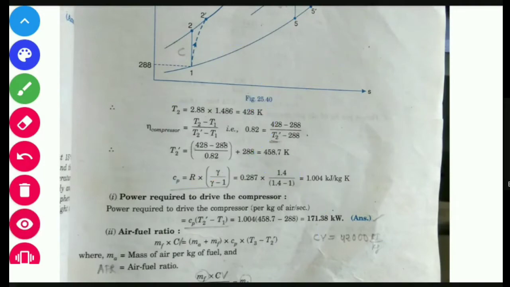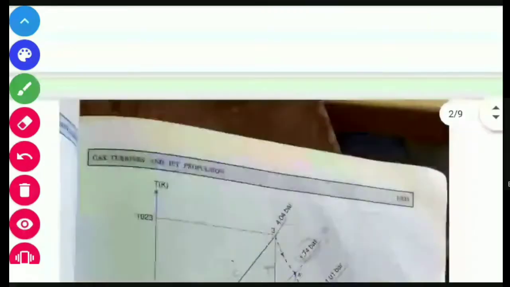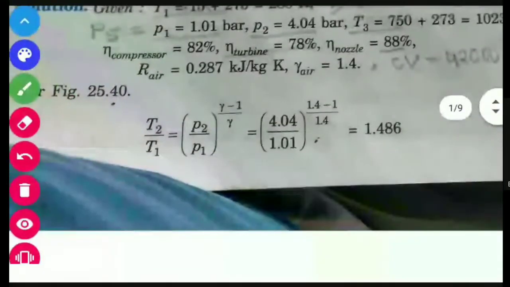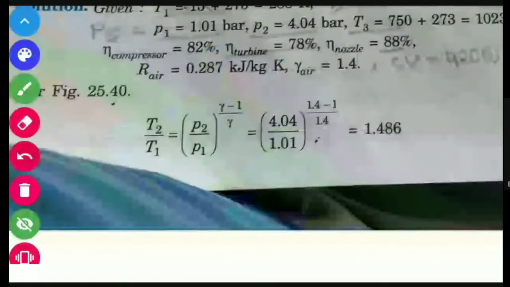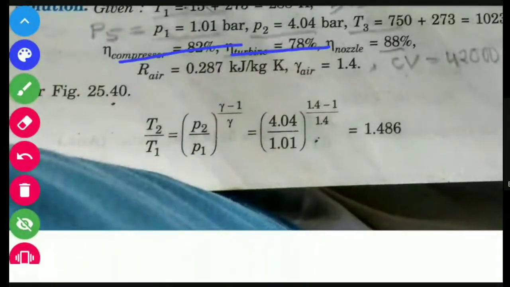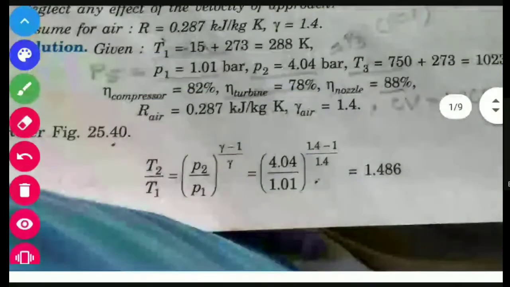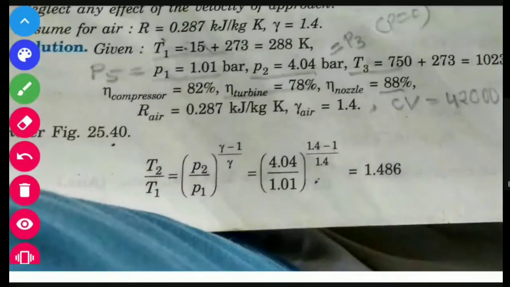That's why you have to go for the temperature-pressure relation. See here, in this problem P2 and P1 are already given. P1 equals 1.01 bar and P2 equals 4.04 bar. You know the gamma value, and you also know T1. T1 is equal to 88, which you have to convert into Kelvins. By using that relation, you can find out the T2 value, right?